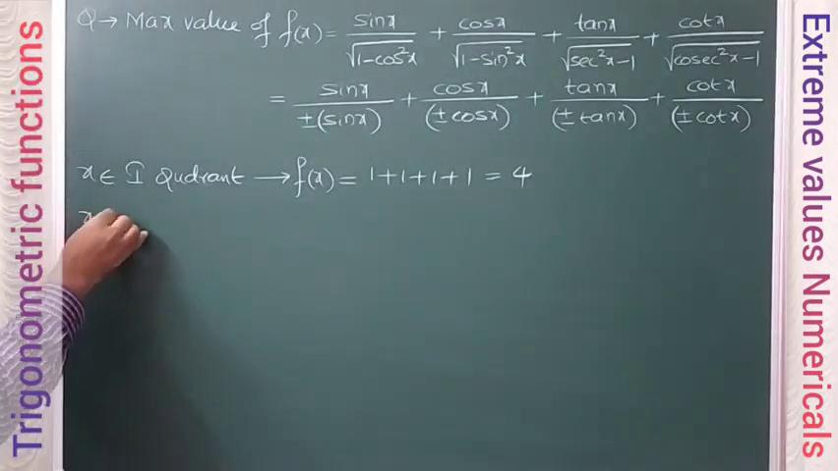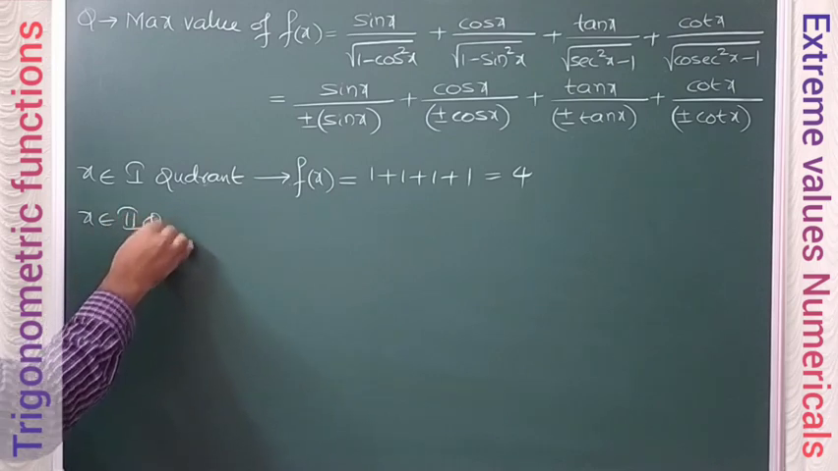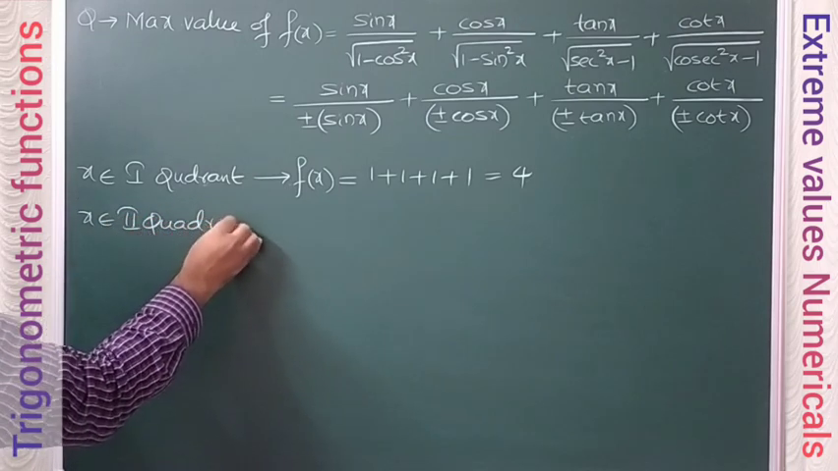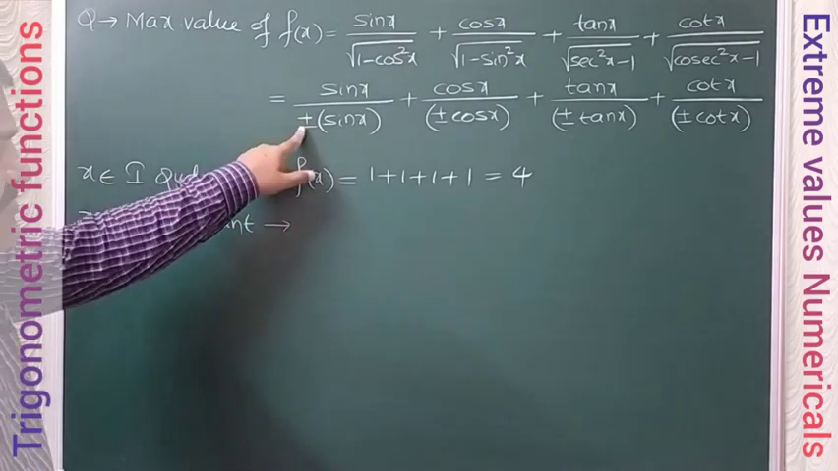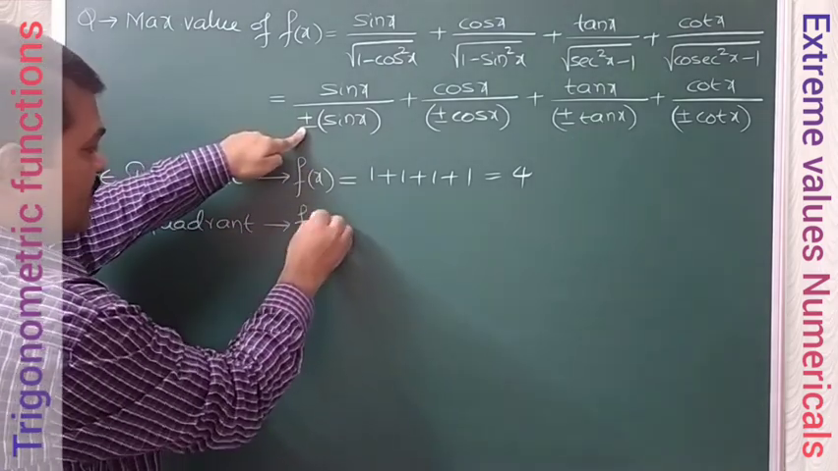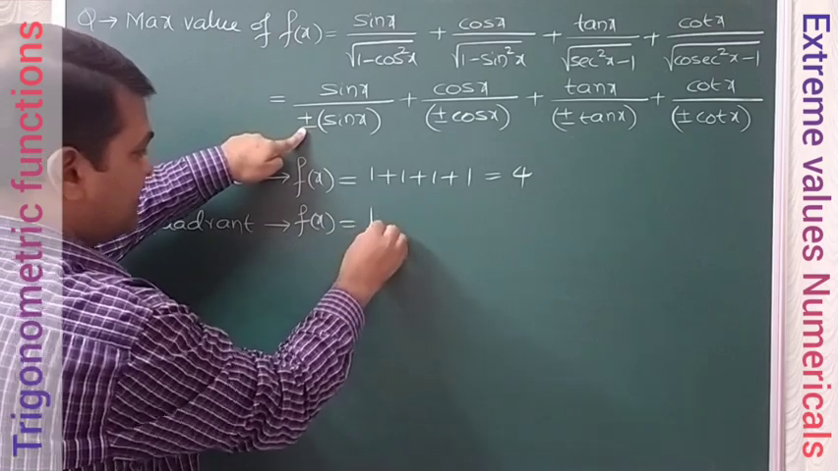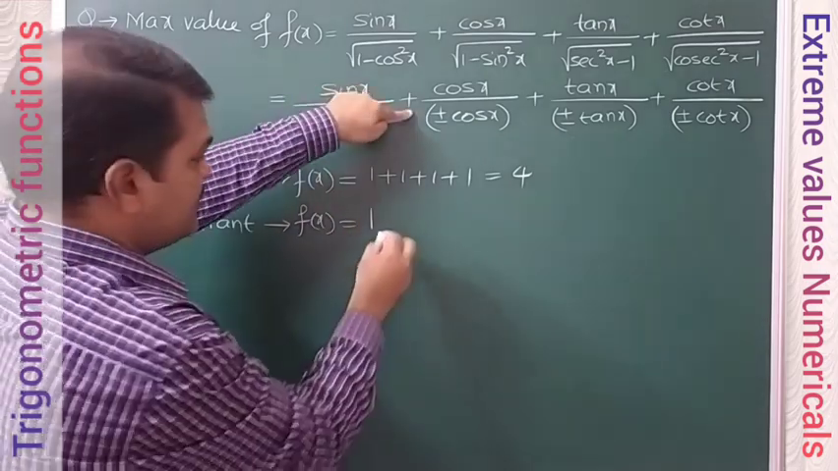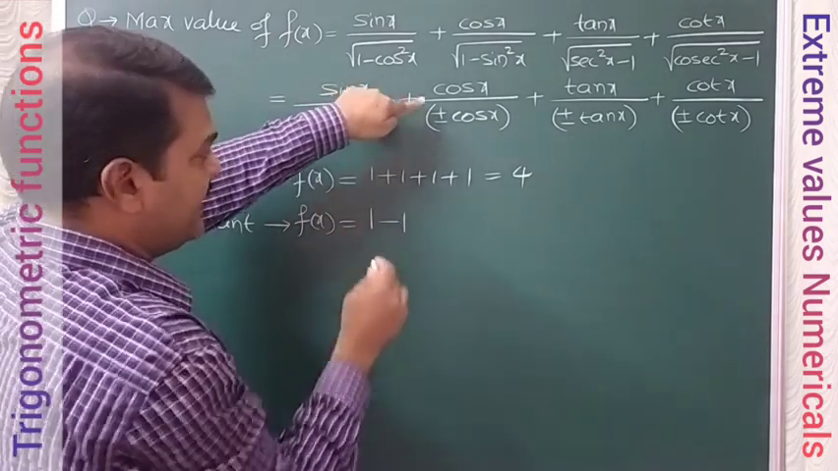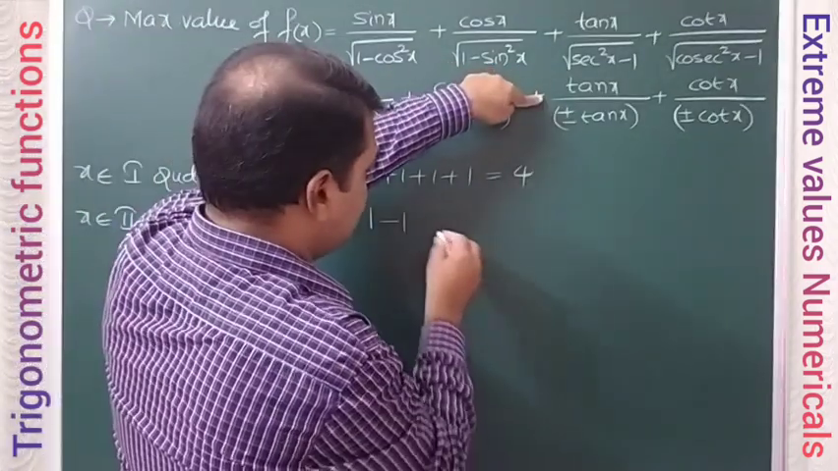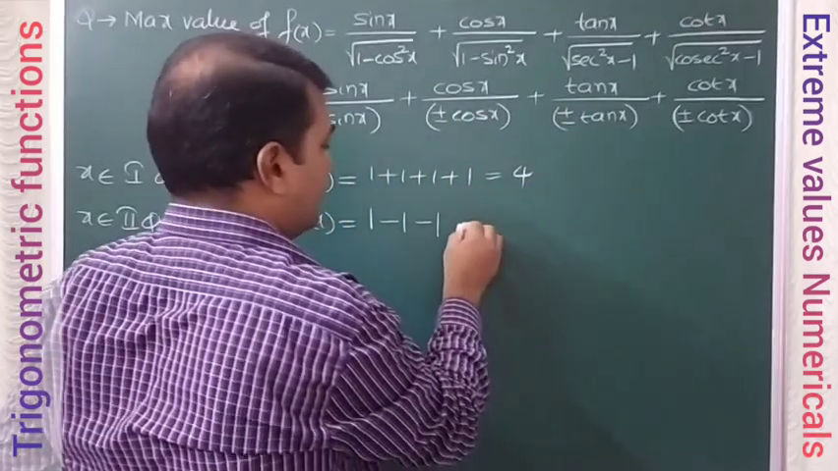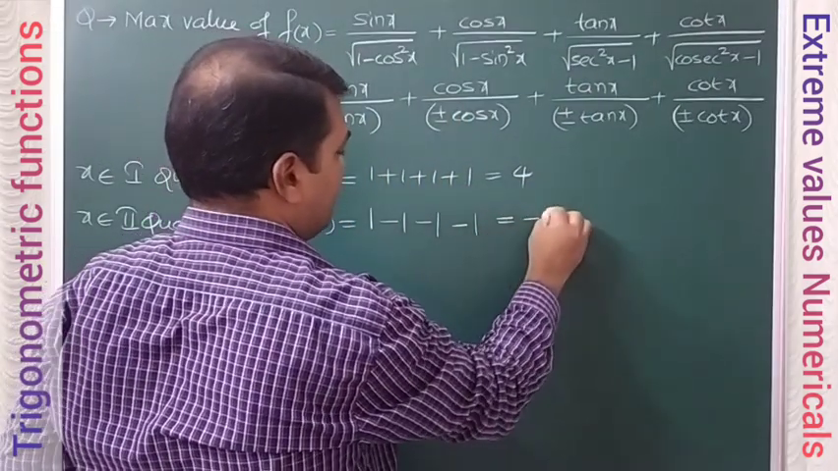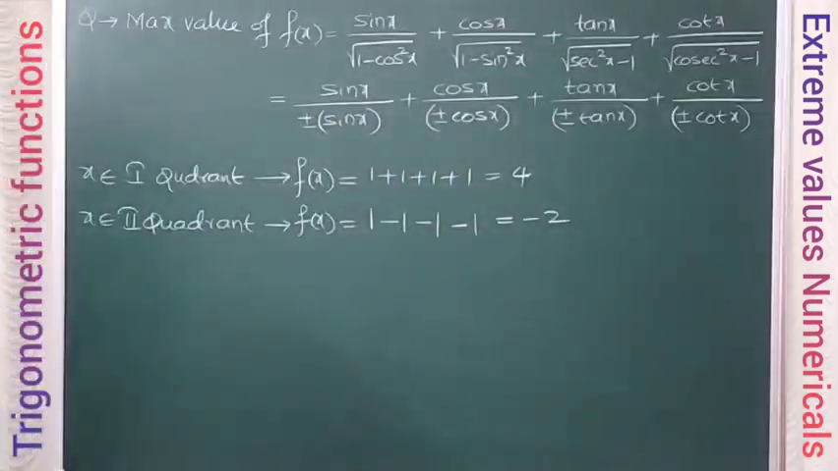So what happens when x belongs to second quadrant? When x lies in second quadrant, sin x will be positive. So take plus here. Cos x is negative. So minus here. Tan x is negative. Again minus here. Cot x is also negative. Again minus. So therefore minus 2 you will get.